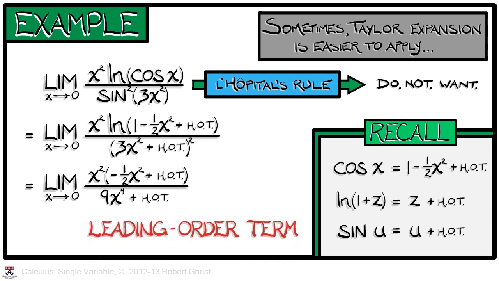And now we see that the leading order terms are of the same degree. We get negative 1/2 x to the 4th plus stuff over 9x to the 4th plus stuff. Factoring out an x to the 4th, canceling, gives us an answer of negative 1/18.